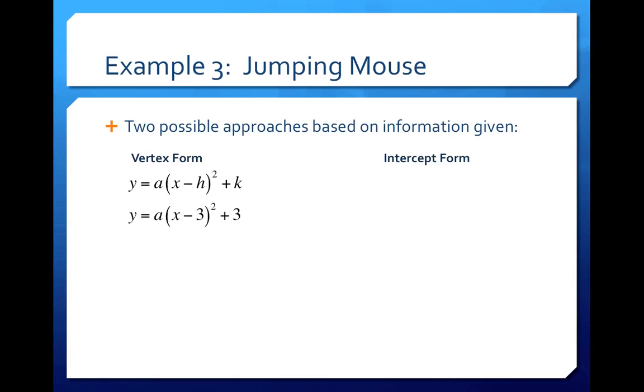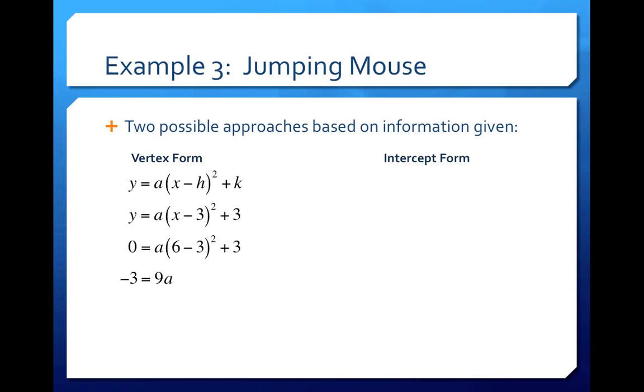Now, in order to figure out the a in front of our quantity squared, we need another point that we can put in for x and y. And that other point in this case is the fact that the mouse will be back on the ground 6 feet from where he started. So that means we can use the point (6, 0), put 6 in for x, 0 in for y, and now we can solve for a.